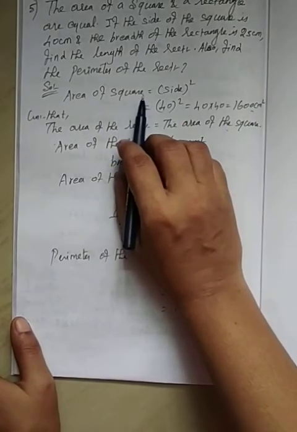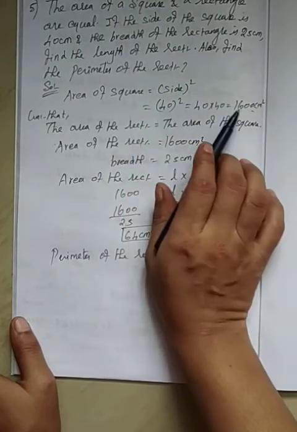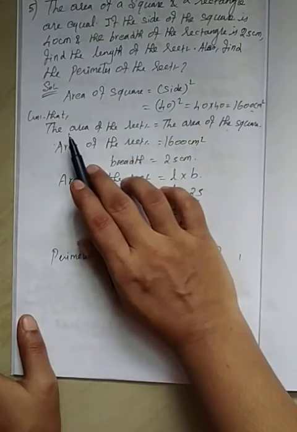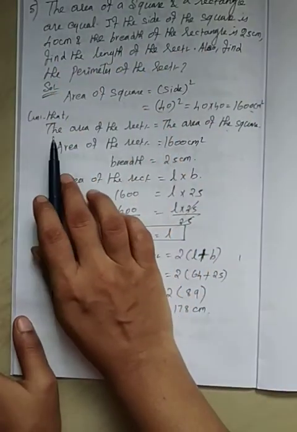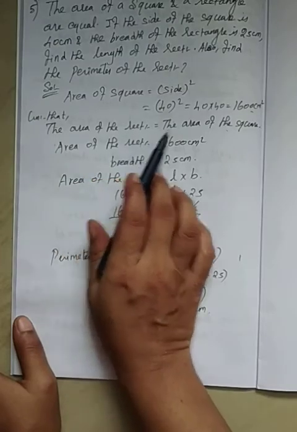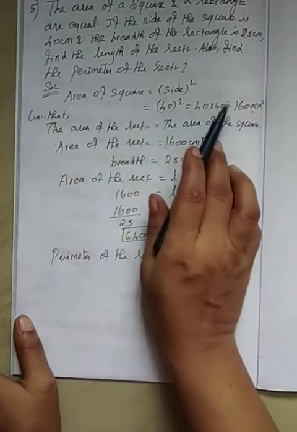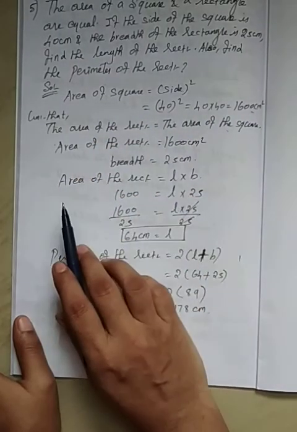The area of the square formula is side square. So that means 40 square. 40 square means you will get 1600 centimeter square. The given condition is the area of a square and a rectangle are equal, so you have to write the area of the rectangle is equal to the area of the square. So the area of the rectangle is 1600 centimeter square.